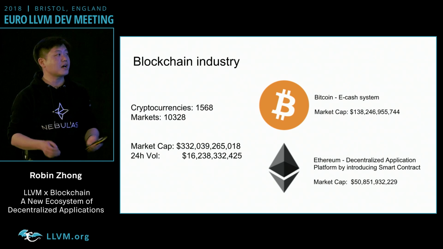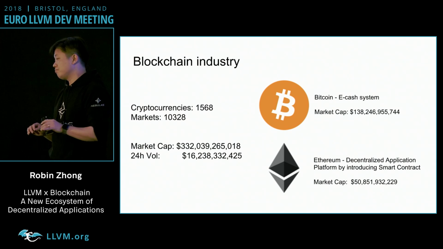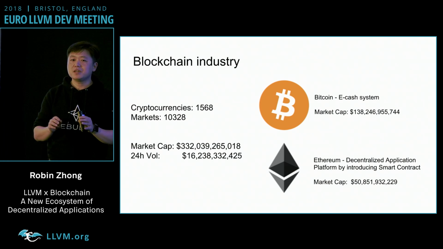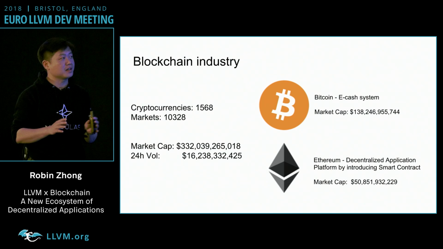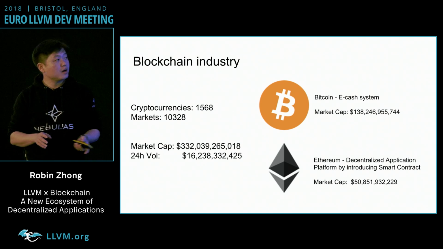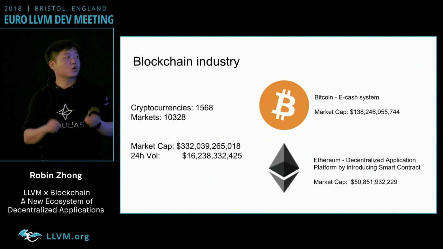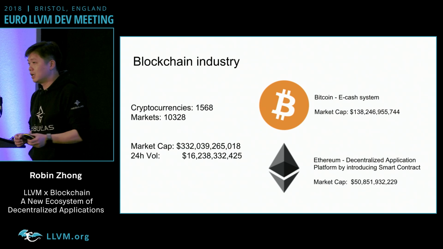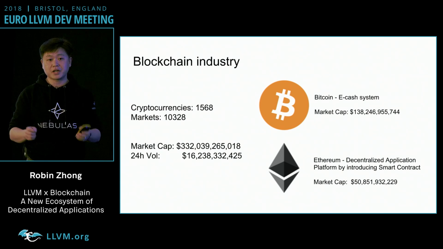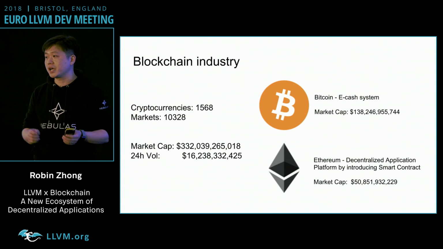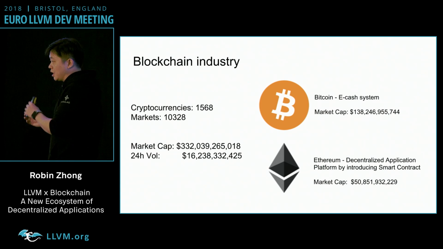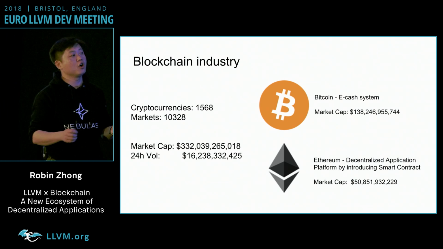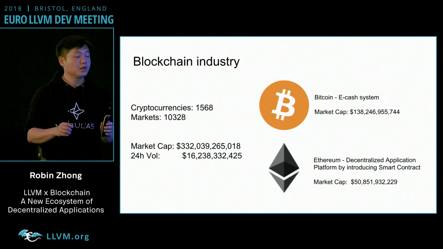So how about this industry? Currently, frankly speaking, it's a crazy world right now. Or maybe last year was even crazier than now. So far there are more than 1,500 cryptocurrencies all around the blockchain industry. And there are many more markets to exchange tokens from fiat currency to cryptocurrency, more than 10,000 all over the world. And the market cap is high.